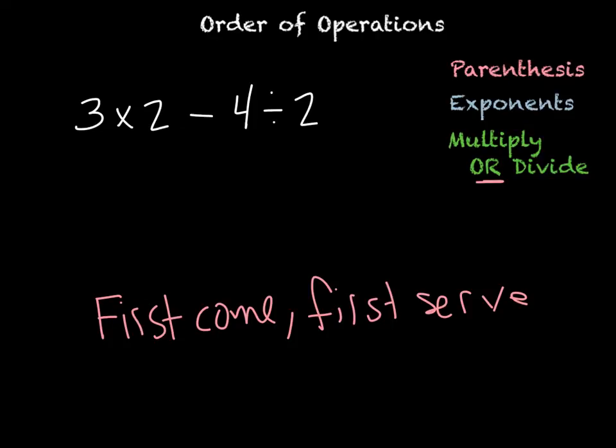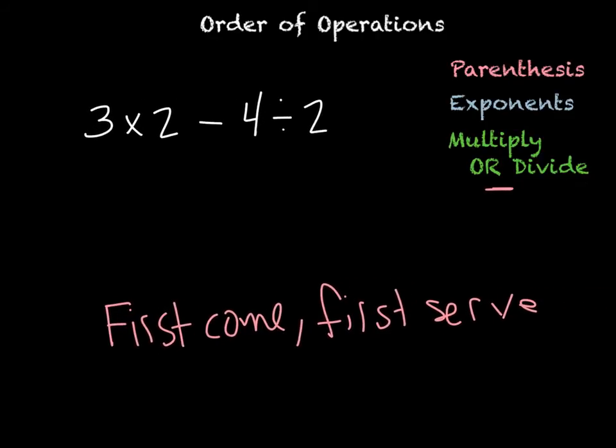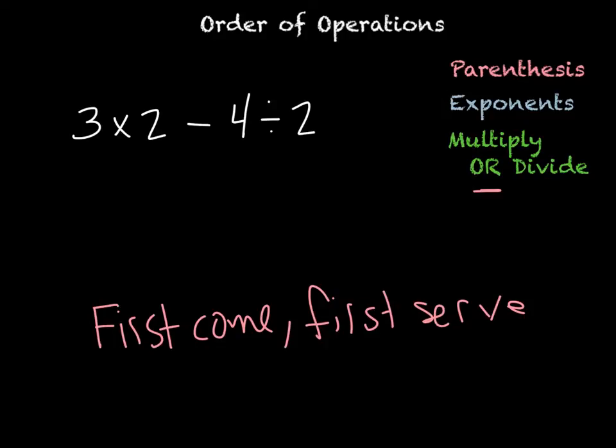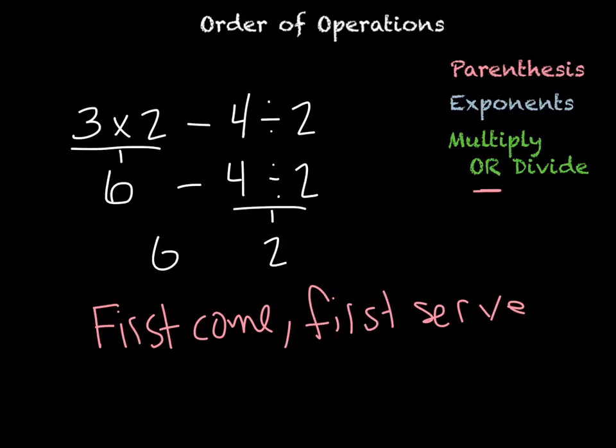So let's see. I see 3 times 2 minus 4 divided by 2. So I'm either going to multiply or divide. Well, I see 3 times 2 is the first thing I come to, so I'm going to do 6. Then I'm going to go to divide. 4 divided by 2 is 2, and then my final answer would end up being 4. So I'm going to multiply or divide.